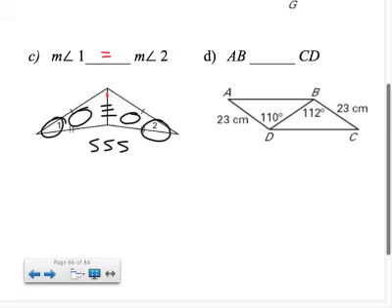Okay, part D, we're looking at how AB relates to CD. So again, you have one congruent side, two congruent sides. 112 is bigger than 110, so CD has to be bigger than AB. Another way of saying that is AB is less than CD.